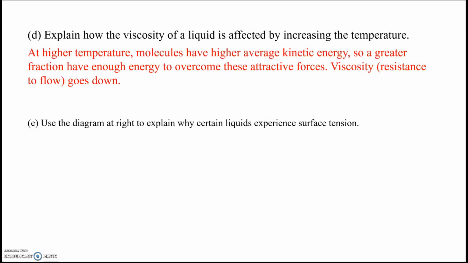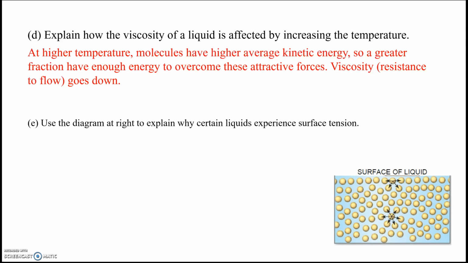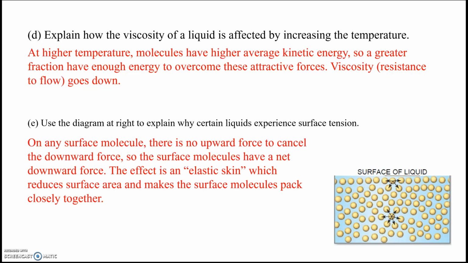Question E asks us to use the diagram to explain why certain liquids experience surface tension. And here's the diagram we're looking at, and we can use this diagram to say that on any molecule at the surface of a liquid, there isn't really an upward force of attraction to cancel the downward force. So the surface molecules have a net downward force. And the effect of this is kind of what can be called an elastic skin.